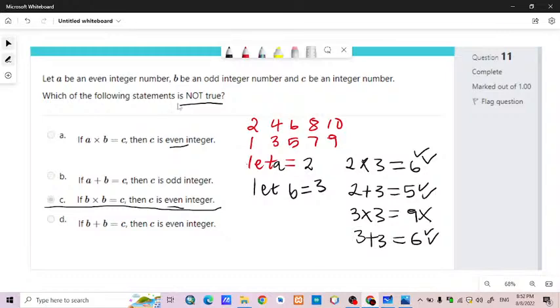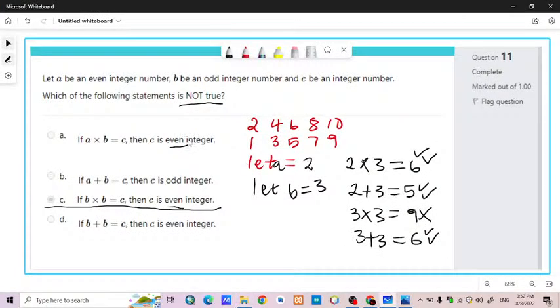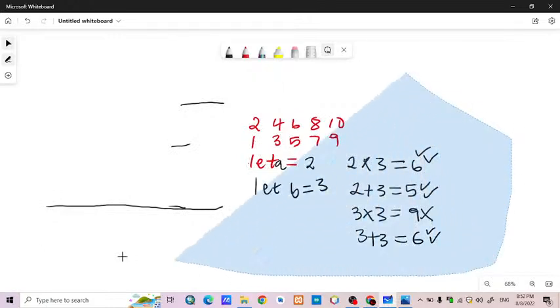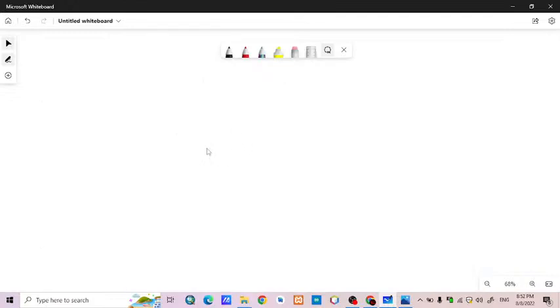Let's move on to the next question. Let me choose another question that I think we should discuss. I think we should look at the last one, number 19. Let's start with the last one. Let's delete this and also remove this, and also remove this.